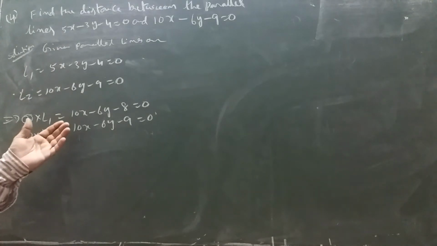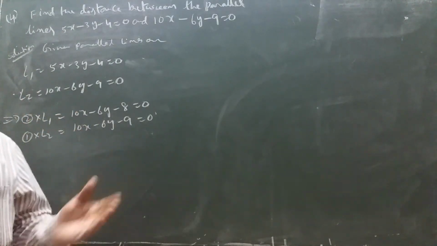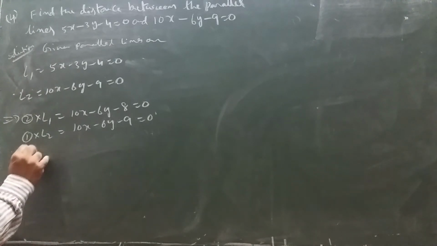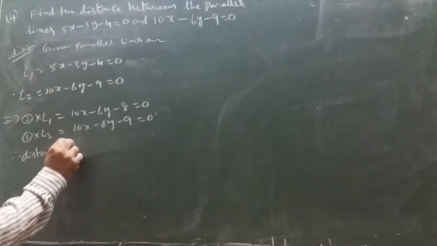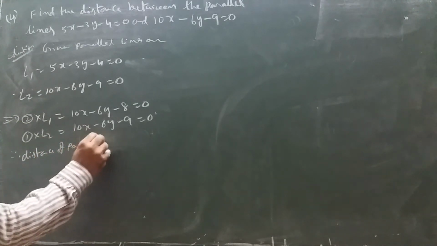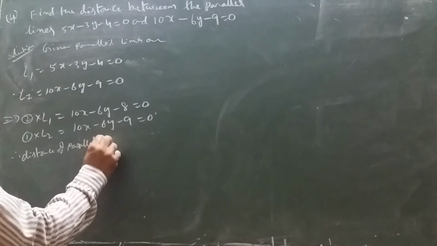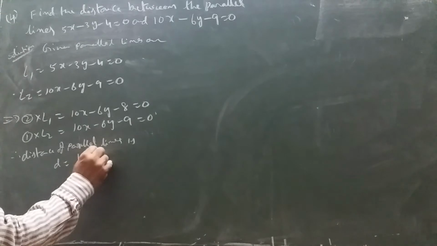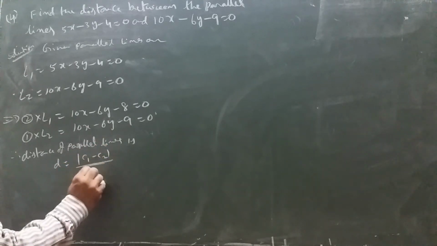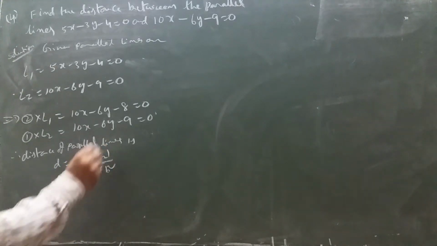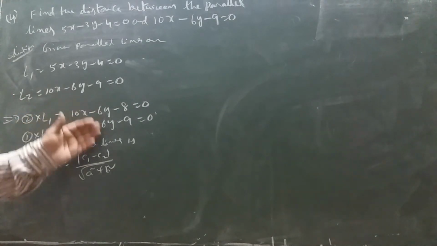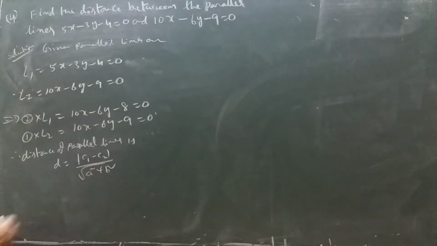Now the coefficient of x and the coefficient of y in both equations are the same. Now we can use the formula, therefore, the distance of parallel lines is d is equal to mod of c1 minus c2 by root of a square plus b square. Here c1 is equal to minus 8, c2 is equal to minus 9, a is equal to 10, b is equal to minus 6.